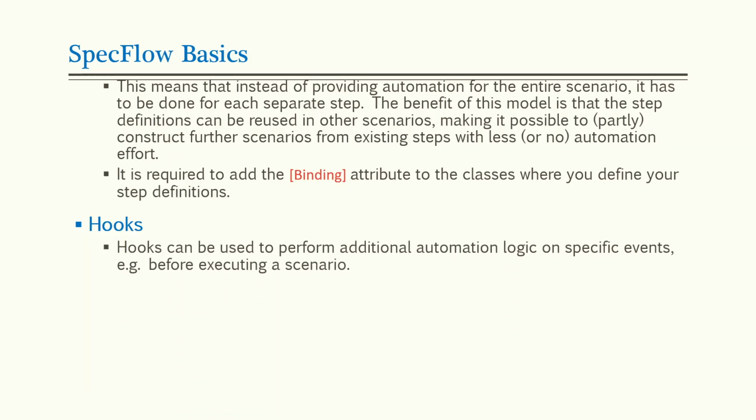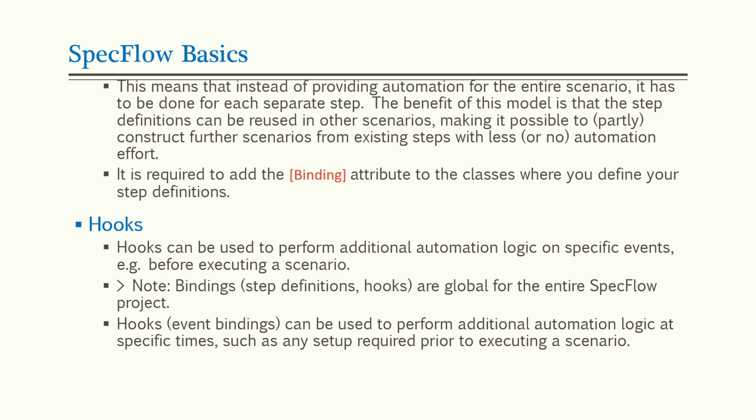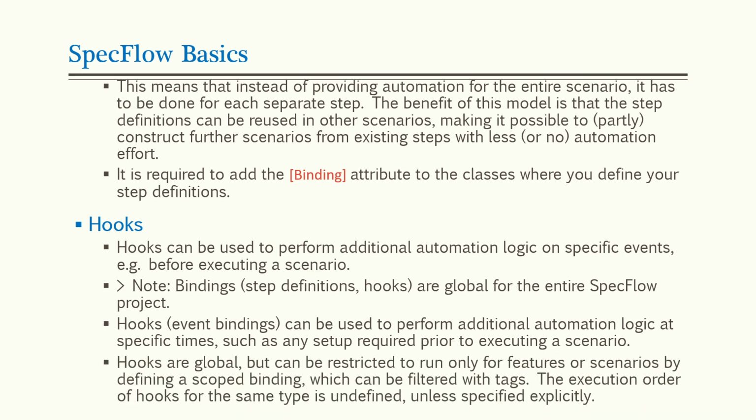Hooks. Hooks can be used to perform additional automation logic on specific events before executing a scenario. Note, binding step definitions and hooks are global for the entire SpecFlow project. Hooks can be used to perform additional automation logic at specific times, such as any setup required prior to executing a scenario. Hooks are global but can be restricted to run only for a feature or scenario by defining a scoped binding, which can be filtered with a tag. The execution order of hooks of the same type is undefined unless specified explicitly.